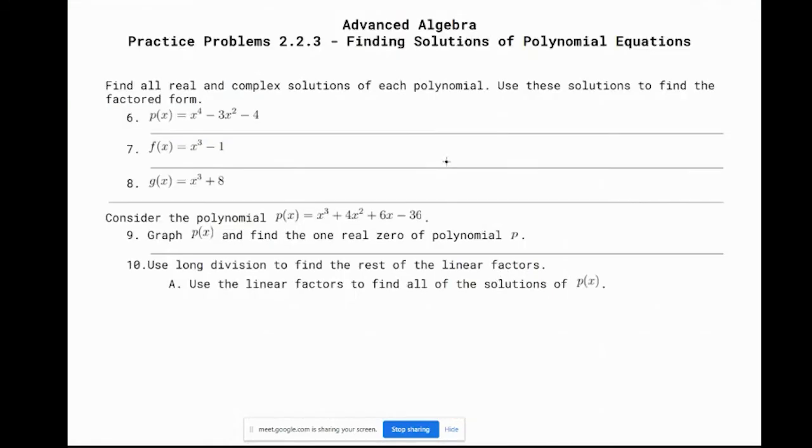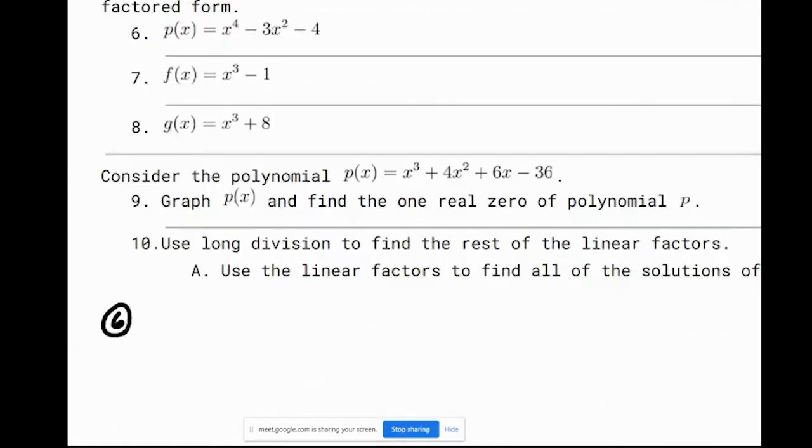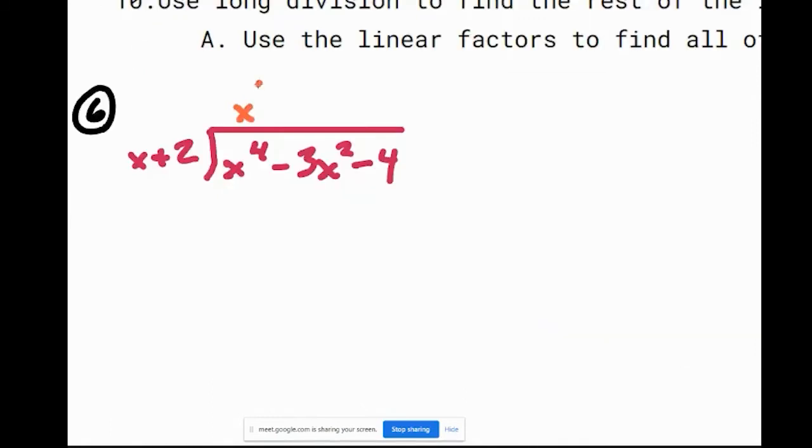So what I'm going to do is I'm going to use long division to basically factor out this problem number 6 here. I'm going to take the x to the 4th minus 3x squared minus 4, and I'm going to divide out x plus 2, and then I'm going to divide out x minus 2. So I'll do the plus 2 first. First thing I'm going to do is multiply the x plus 2 by this x cubed here. So you're going to get x to the 4th plus 2x to the 3rd, and then we're going to subtract all this out.